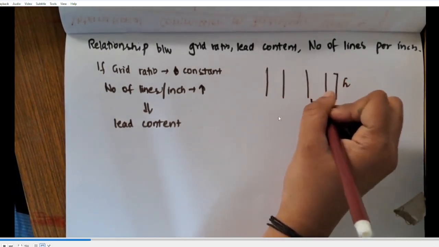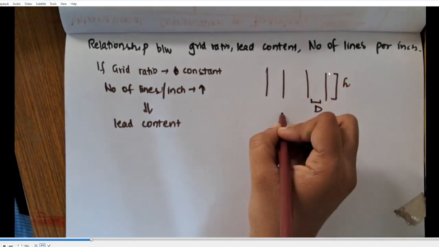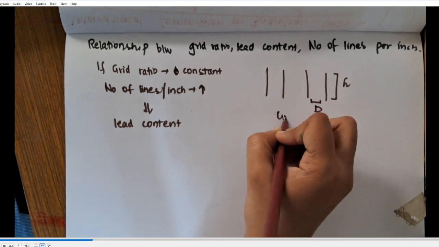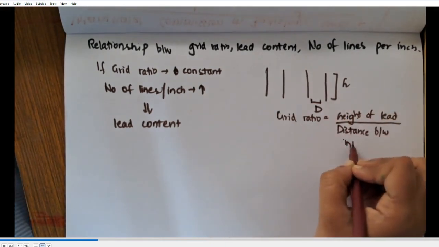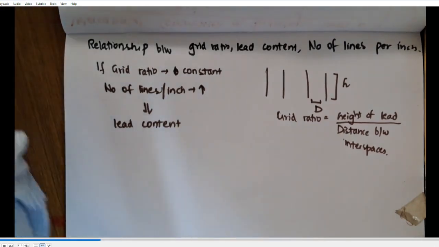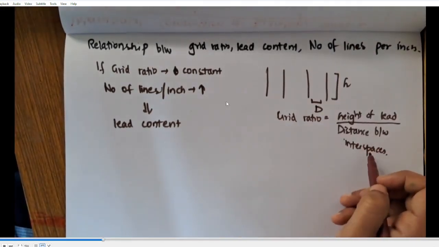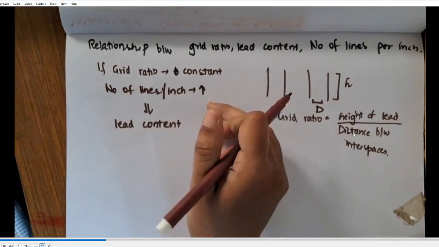So if you see, this is the grid of height h. The lead strips are of height h and the distance between them, the interspace, is given as d. Then the grid ratio is the height of the lead strips divided by the distance of the interspaces. So this is the grid ratio.